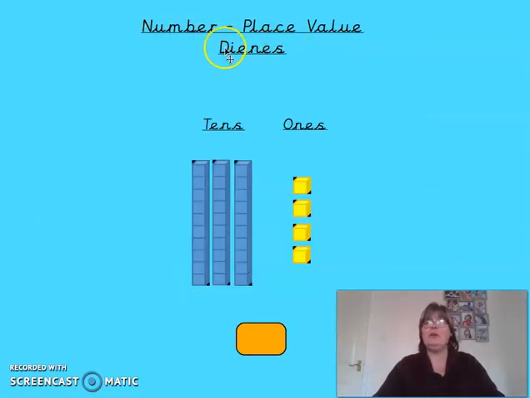So we're carrying on with our place value today. Now remember, place value is when we talk about the columns that our numbers are in. So a 1-digit number is just in the ones column. Whereas if we have a 2-digit number, we have a ones column and we have a tens column, don't we? Okay, so look at the Dienes that are on screen. Can you tell me what number they represent?